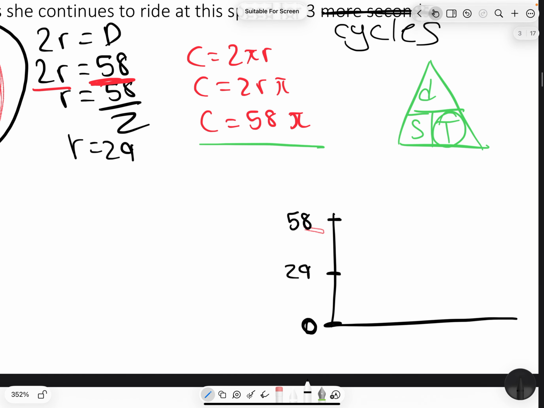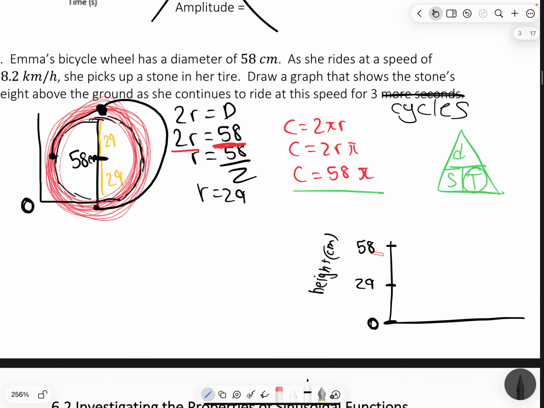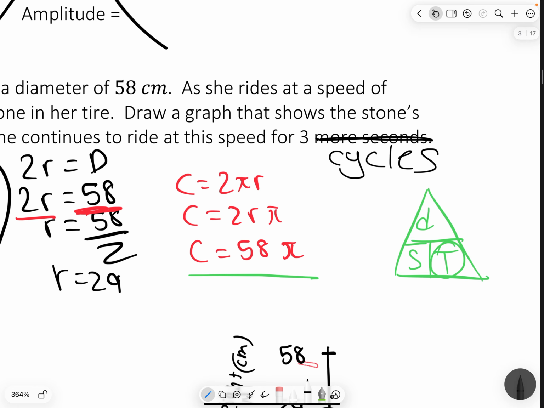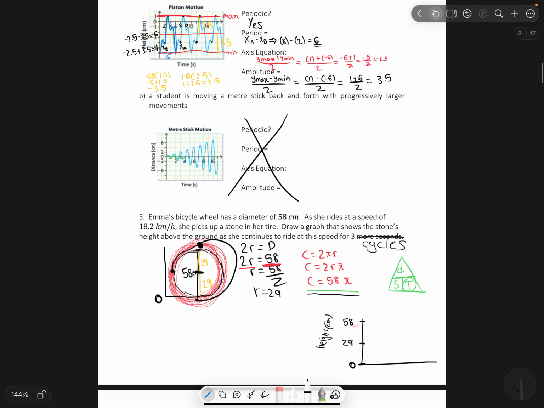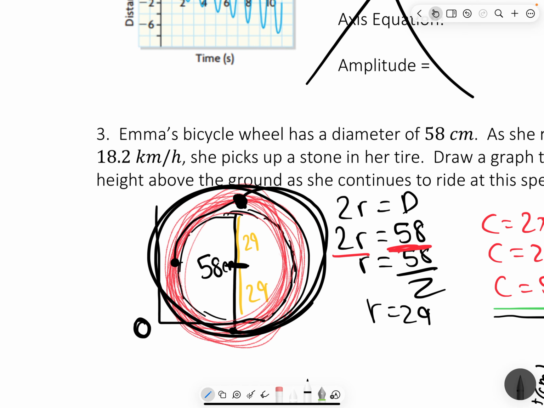The only value we're missing here, I'll put height in centimeters, right? The only value we're looking for is the time value, because the question does not state the time value. Now we can see that time is actually distance over speed. This is the distance, since the rock is traveling over this circle again and again. The rock is stuck onto the tire and moving around in a circular motion at this speed. So we could convert this into an equation.